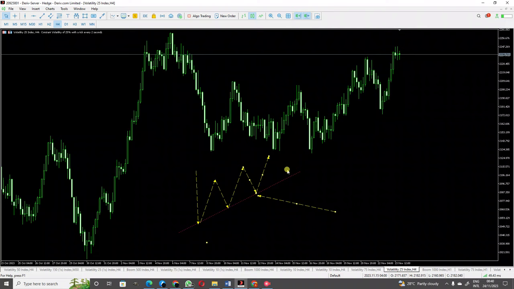So remember also that trend lines do differ. We have the uptrend line, we have the downtrend line, right?